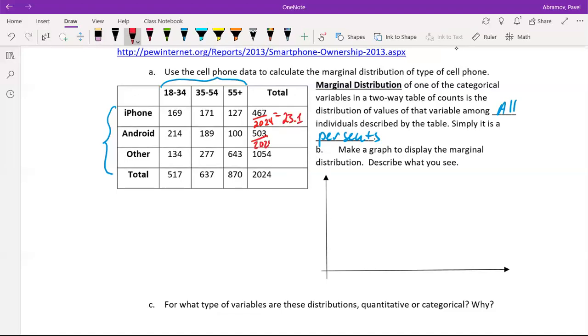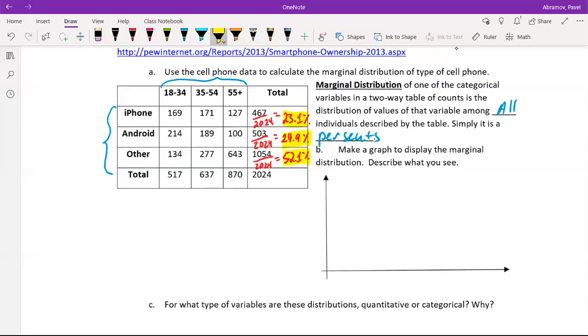Then we do the same thing for the different phone and we'll end up with 24.9%. And the last one will be 52.1%. Now notice that if we add all of this together, it should more or less add up to 100%. If it doesn't, that's just because of some rounding error. Okay, so these percents, this is called our marginal distribution.